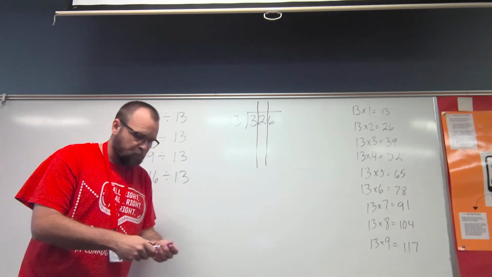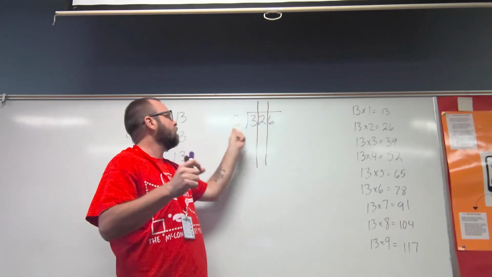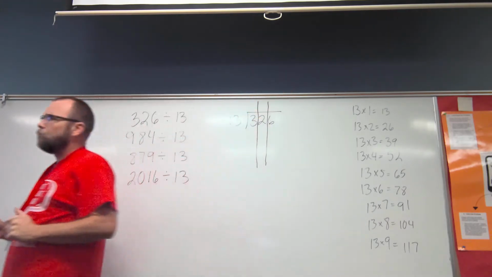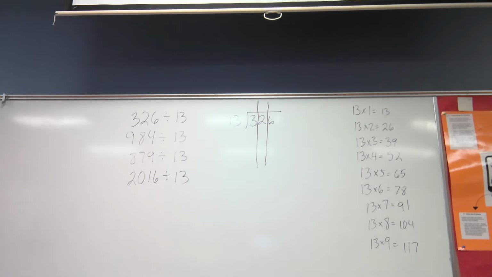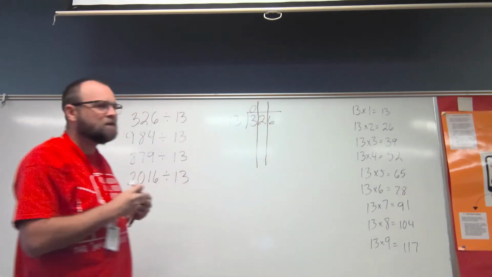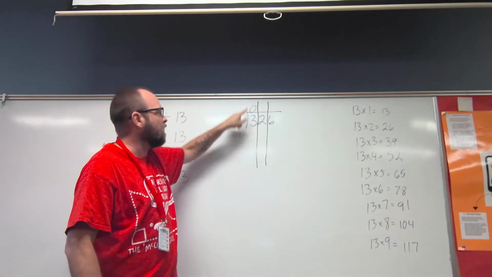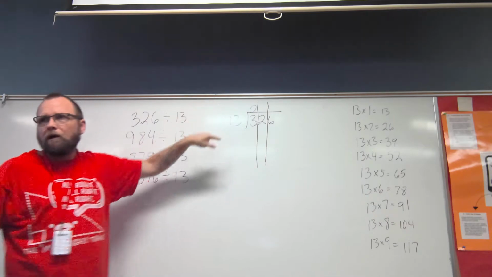All right, so now we go and we ask ourselves, self, does 13 go into 3? No. And we say, no, it doesn't, Mr. McMurdo. And so I'm not going to have anything over that. You can put an X, you can put a 0, whatever, but I need to make sure I don't put anything above that 3. Nothing of value above that 3.